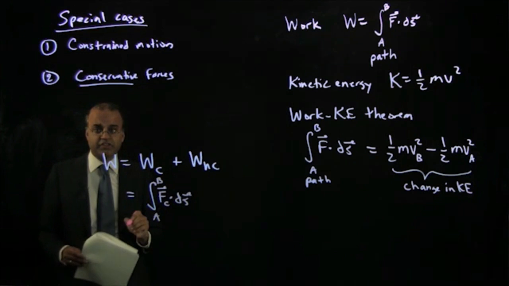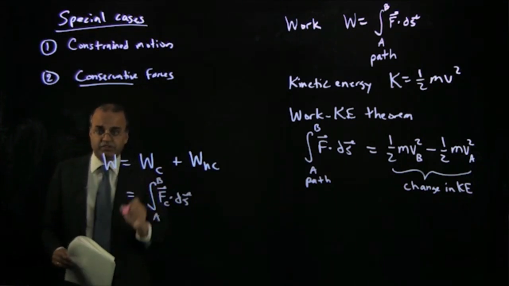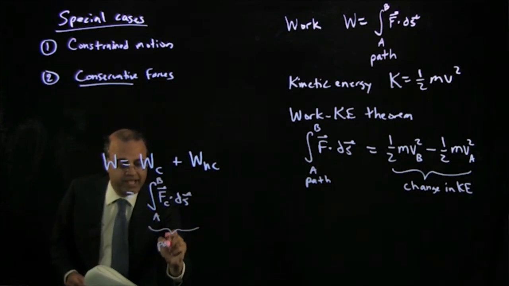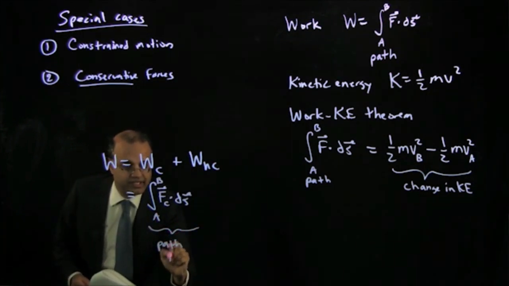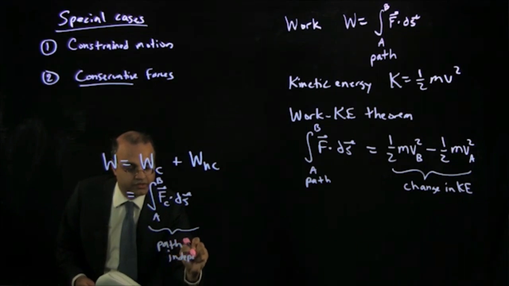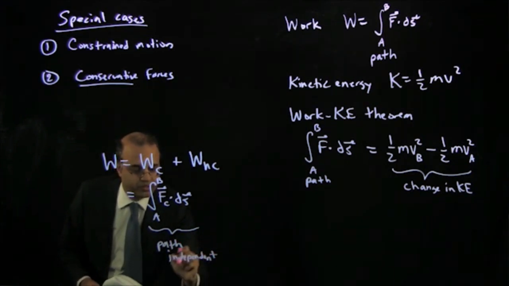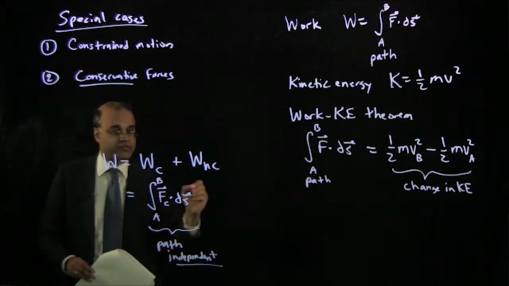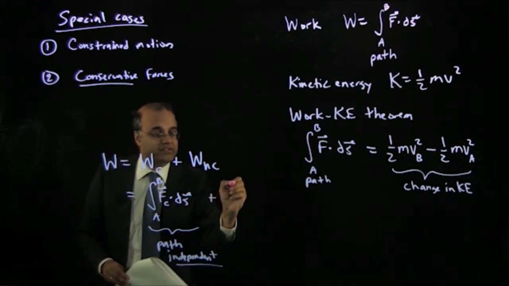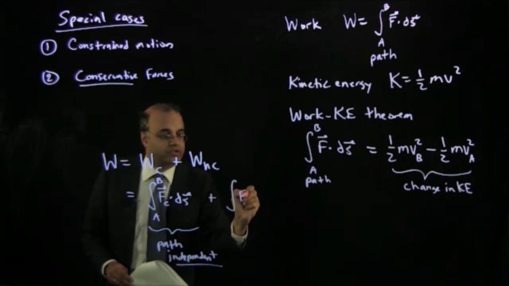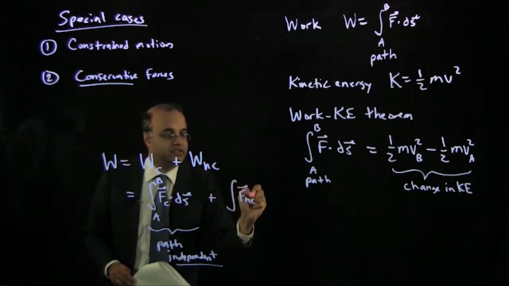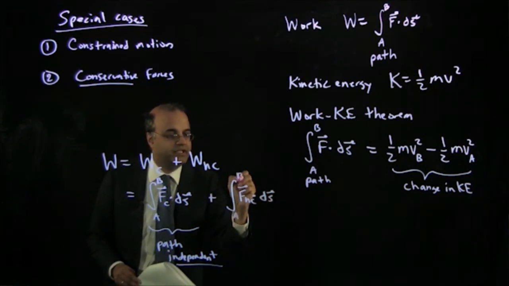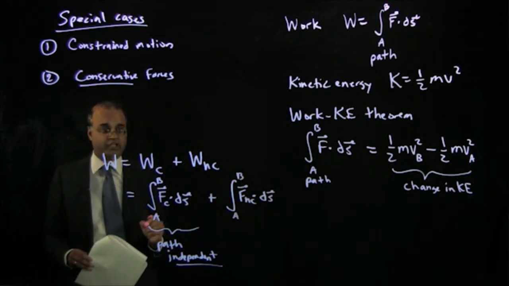And because this force is conservative, this integral is path independent. Let me emphasize that here. This is a path independent integral. It's not a line integral. It only depends upon the endpoints because the force is conservative. The second term is the non-conservative work, and that is the work done by the non-conservative force, F_NC, dotted with ds, between the same endpoints, A and B. But this integral does depend upon the specific path.